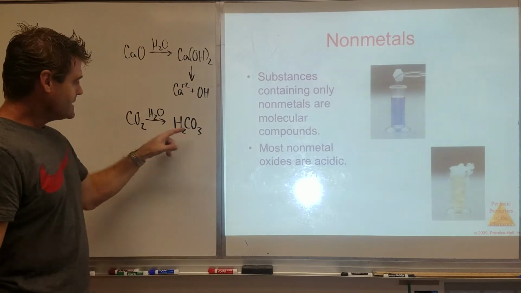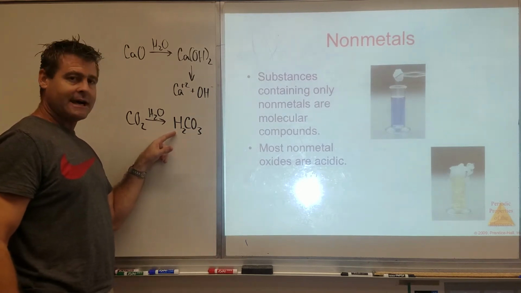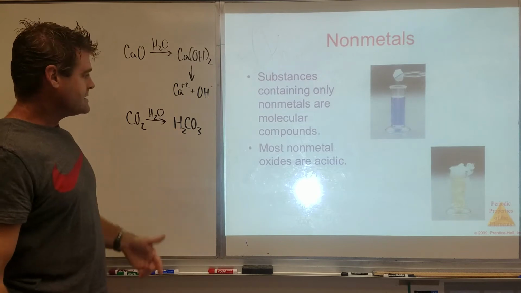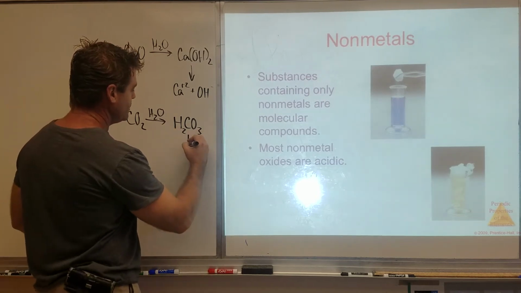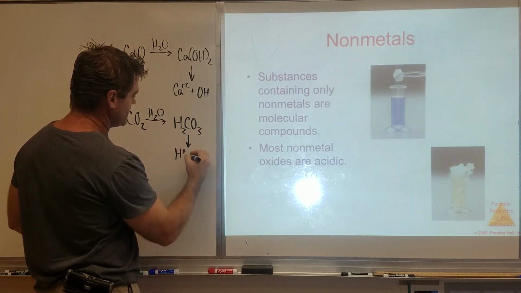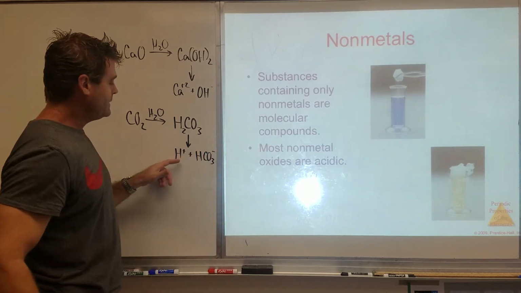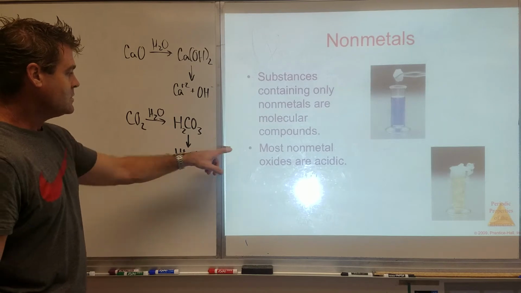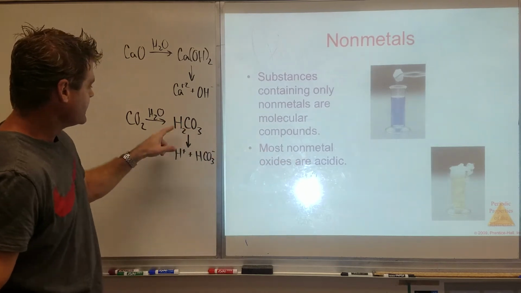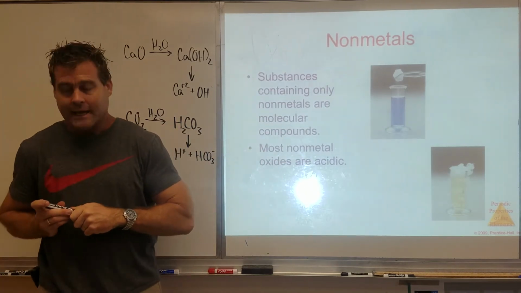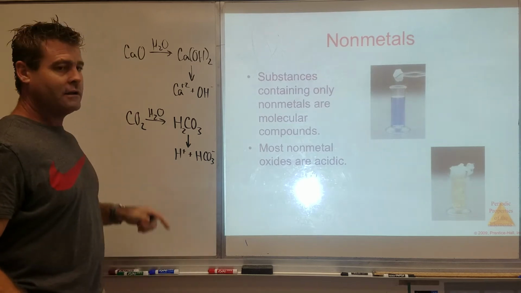carbonic acid. You guys remember how you recognize it as an acid: it has the hydrogen in front, so that it combines in such a way. So it will partially dissociate into these H+ ions and then the bicarbonate ions. So you see why we say they're acidic, because they tend to form acids, and that's the case with nonmetal oxides.